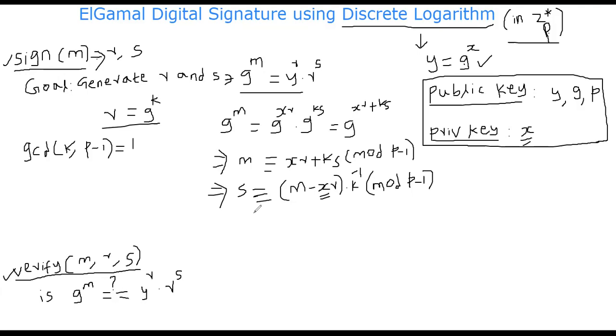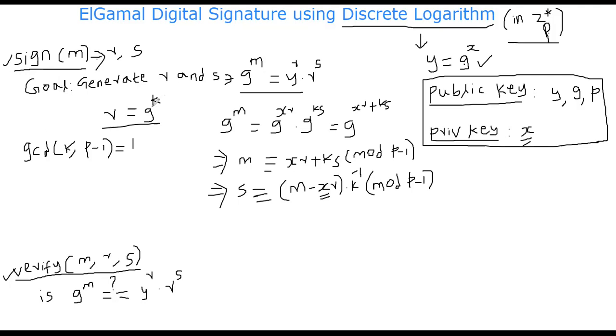But it doesn't mean that breaking this scheme is the same as breaking the discrete logarithm problem. Maybe there is a way to break the digital signature scheme, meaning generate a signature without having the private key, yet it's difficult to find the private key itself. That's something we are not sure about, whether these two are equivalent. But there is one more interesting question.